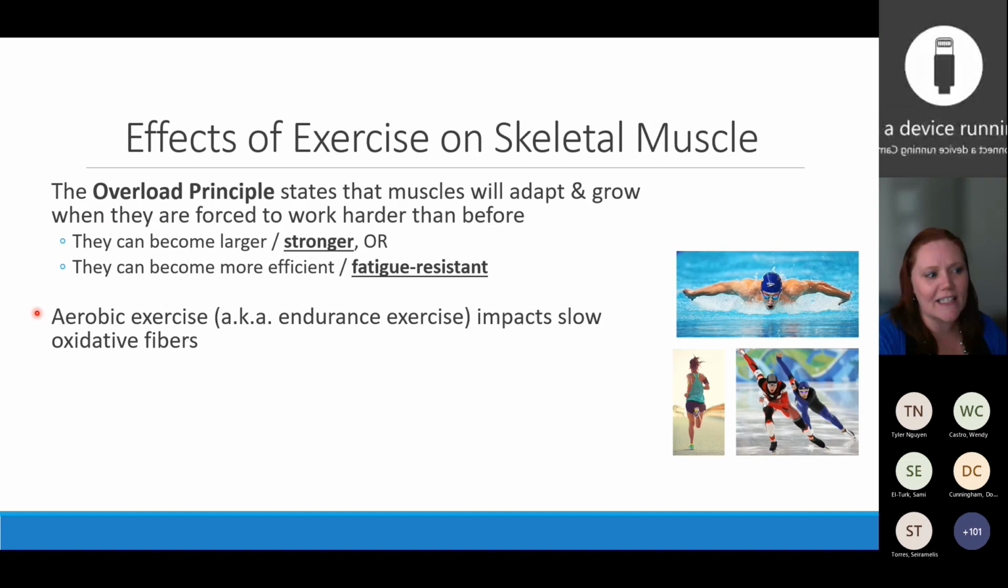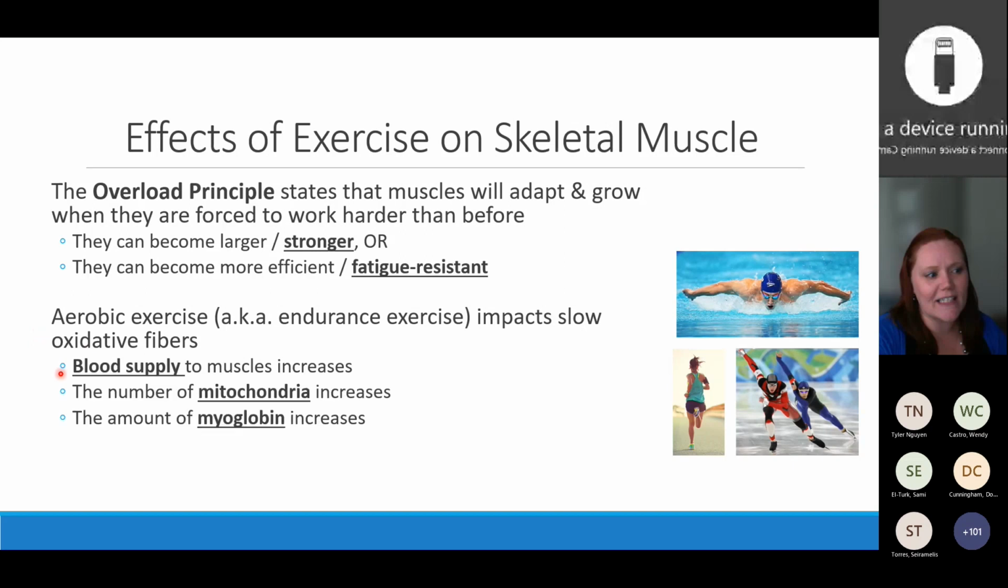Two kinds of exercise you can do. Aerobic exercises, what we might consider endurance exercise. This is primarily going to impact your oxidative fibers because we're doing these kinds of exercises for a longer period of time. So endurance exercises are going to increase the amount of blood that we send to our slow oxidative muscles. It's going to increase the number of mitochondria they have to make ATP.